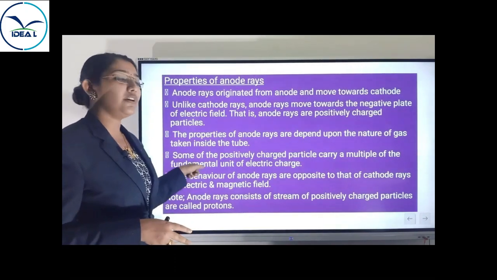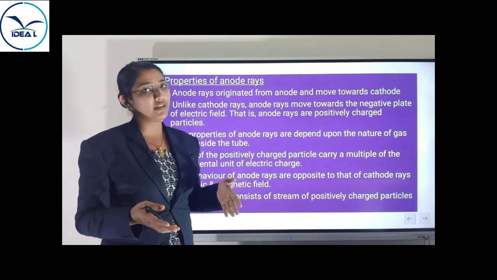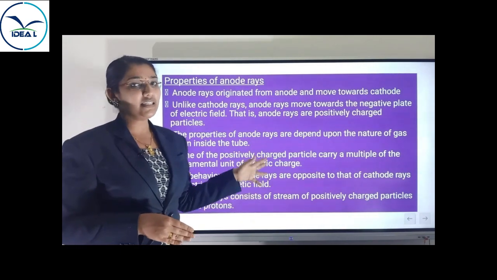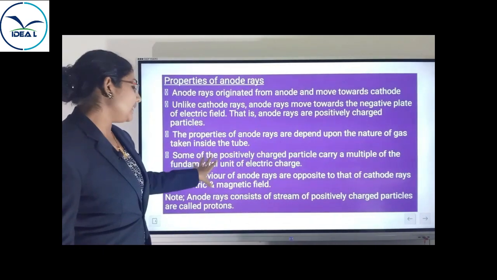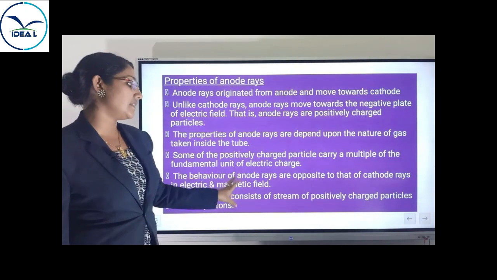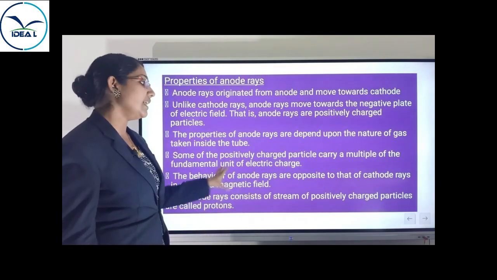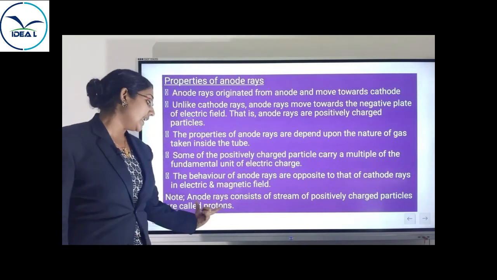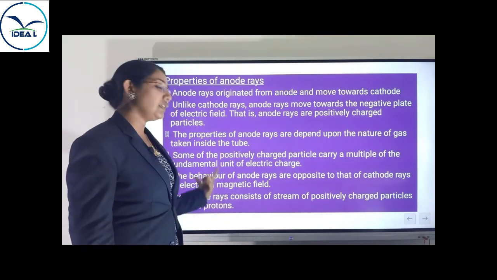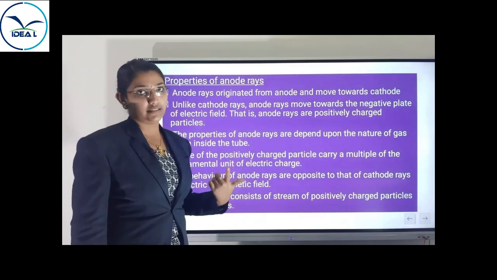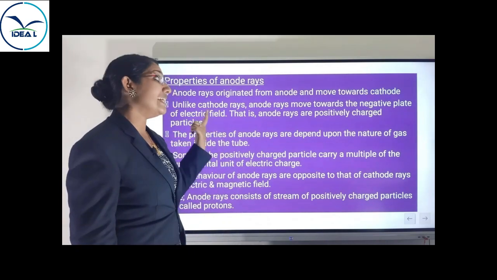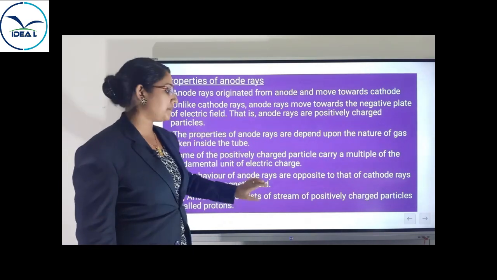Then the behavior of anode rays is opposite to that of cathode rays in both electrical and magnetic field, which we understand from these points. From these points we can conclude what is meant by anode rays. Simply, anode rays consist of a stream of positively charged particles, and scientists gave them the name protons, which means that another subatomic particle, the proton, consists of positive charge. So both electron and proton are detected through discharge tube experiment.